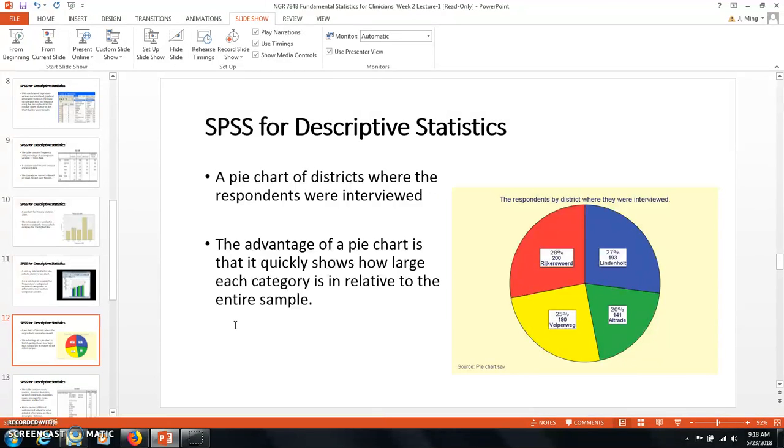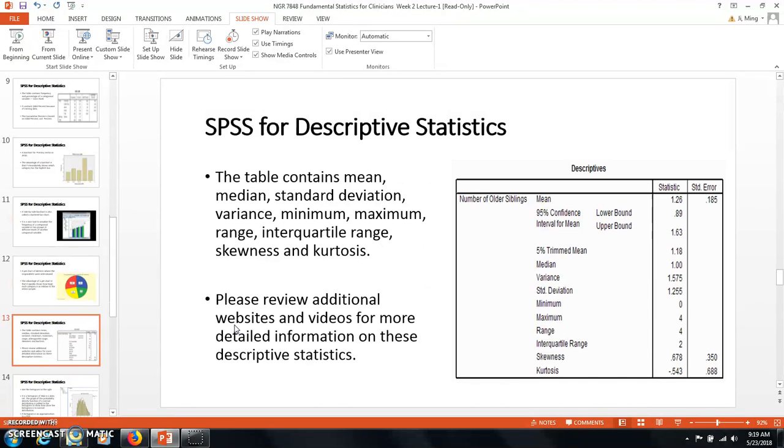A pie chart is another tool for visualizing a categorical variable. The advantage of a pie chart is that it quickly shows how large each category is relative to the entire sample. A bar chart doesn't really make that easy for you to see, but a pie chart really tells you the relative percentage of one category relative to the entire sample.